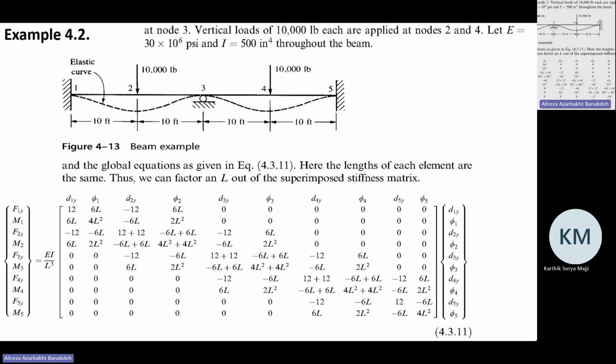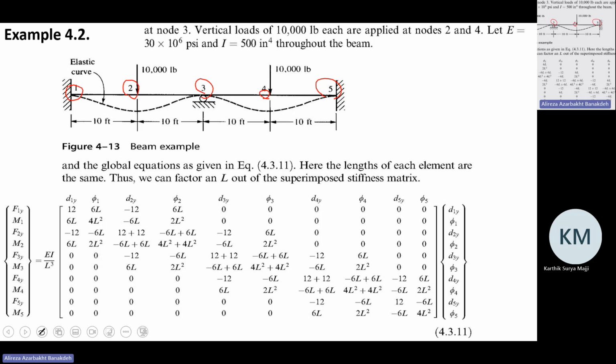So anyway, we need to number the nodes. As you see, we have 5 nodes. Why 5 nodes? Because we need nodes 1, 3, 5, because we have supports there. We need to apply the support conditions. And we need nodes 2 and 4 because we have external forces there. We need to have nodes there just to be able to apply those external forces into the problem. So that's why we have 5 nodes without considering the boundary conditions.